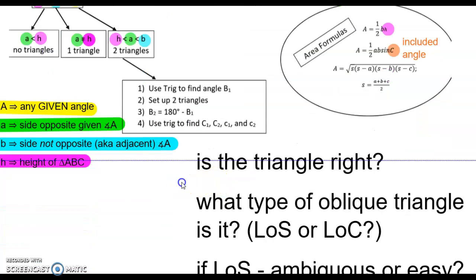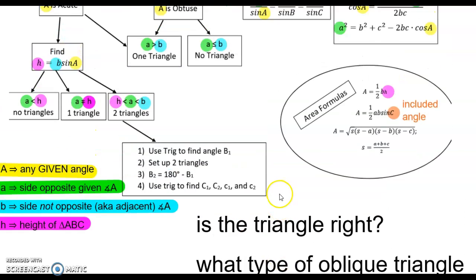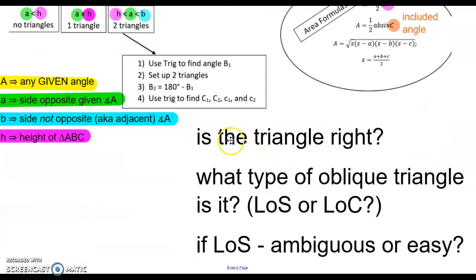Just in summary, to use the chart, we first ask ourselves, is the triangle right or oblique? If it's oblique, what type of triangle is it? Can we apply the law of sines or the law of cosines? If we have to apply the law of sines, is it an easy case like we did last class, or is it an ambiguous case, a side-side-angle case, where we have to determine how many triangles are formed first?